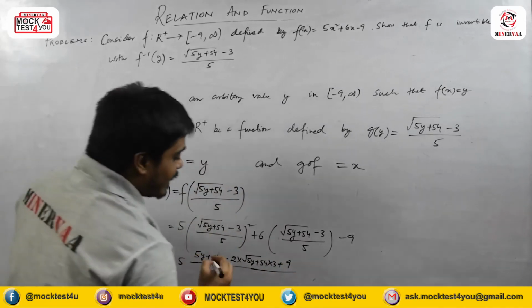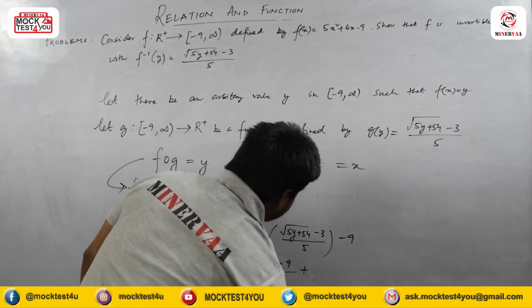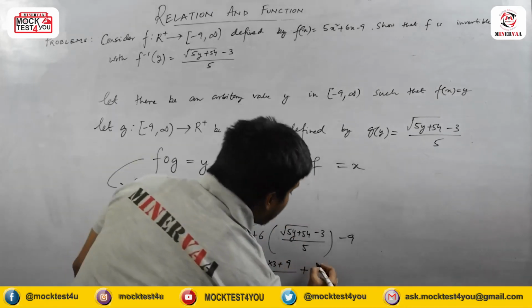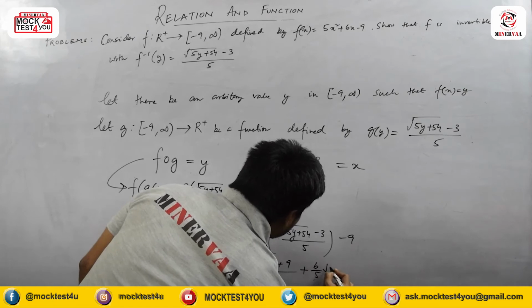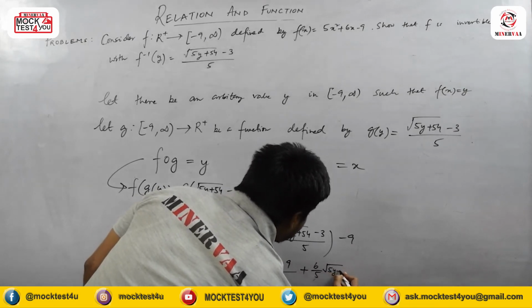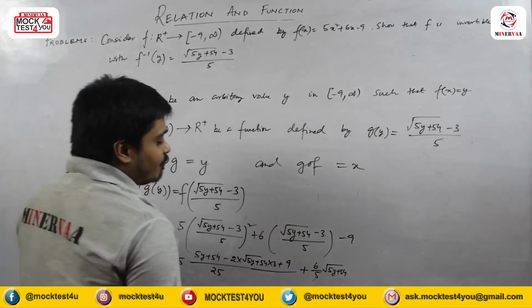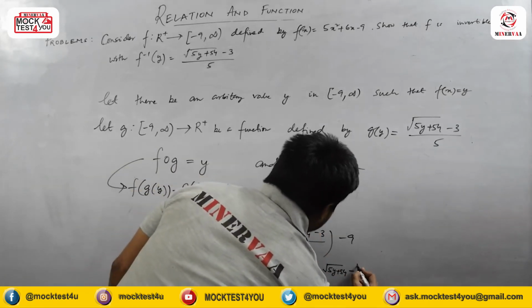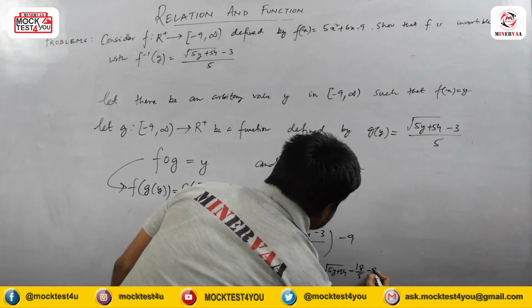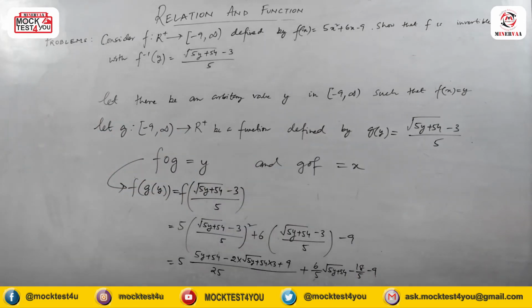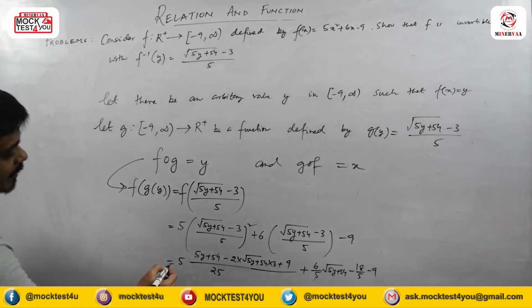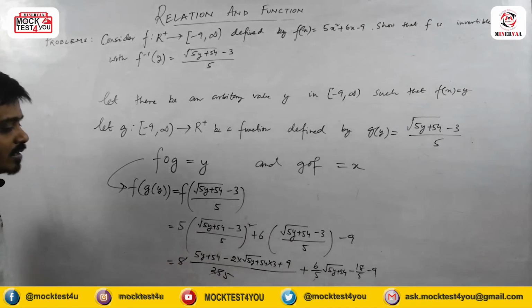Now clear? Now the next thing, plus, just multiply 6 with this thing. So 6 by 5 root over 5y plus 54. And then what do we have? Minus 18 by 5. Minus 18 by 5 minus 9. This is what we have, right? Now let us simplify. So 5 and this one gets cancelled. So this one is 5 in here.